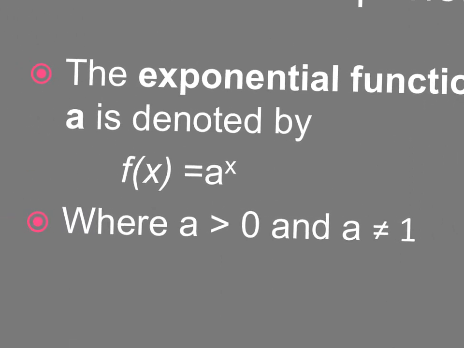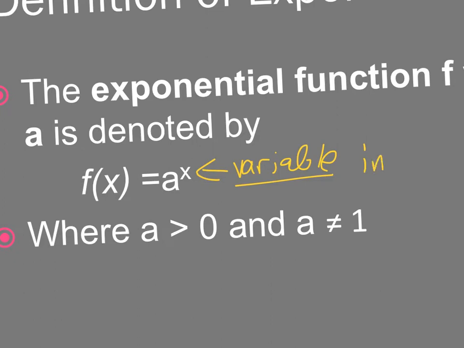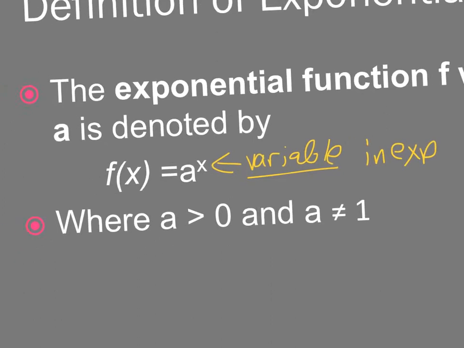Why is this an exponential function? Because there's an exponent that is a variable. When you have a variable in the exponent, it's an exponential function. Does that make sense? Okay.